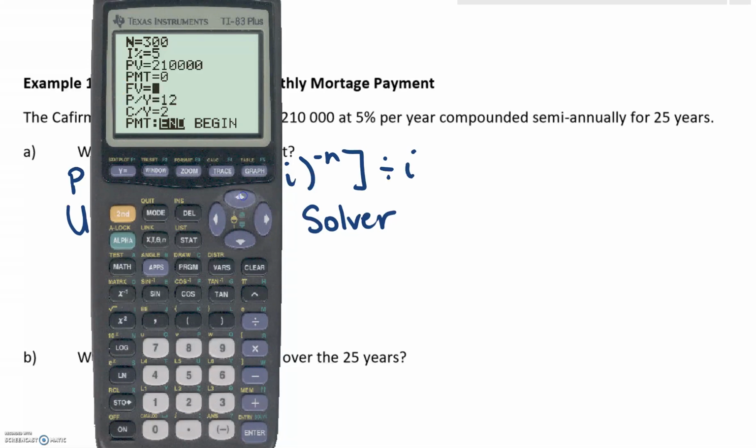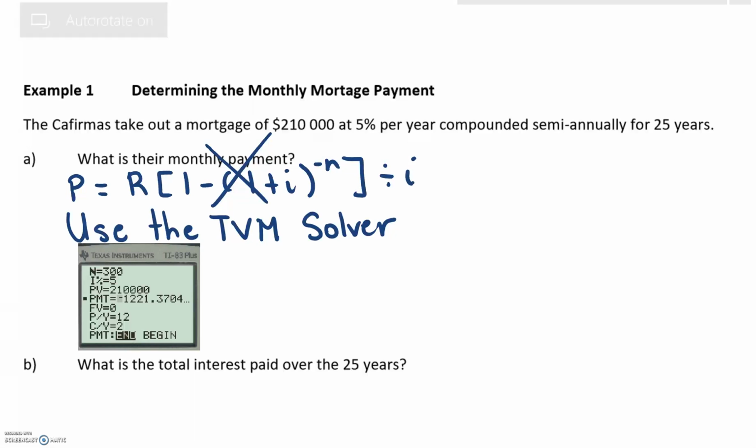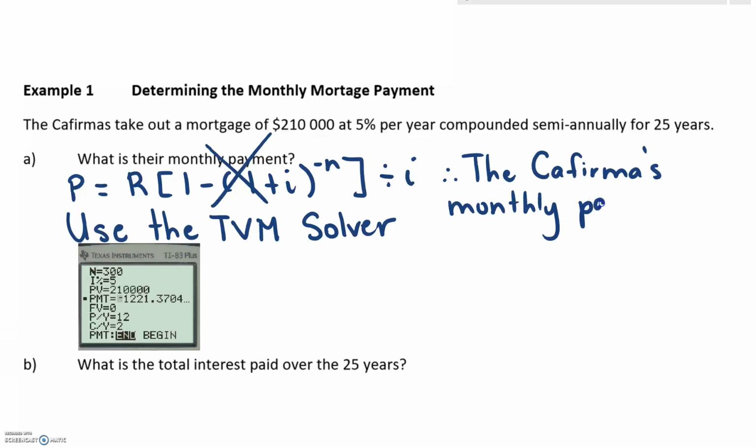So when we go back up to payment, we just need to press alpha solve, and we get payments of $1,221.37. So again, our monthly payments are $1,221.37. So we can just answer the question. Therefore, the Kafirmas' monthly payments are $1,221, and we'll round this to 37 cents.